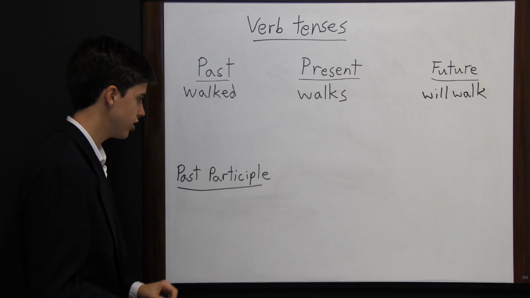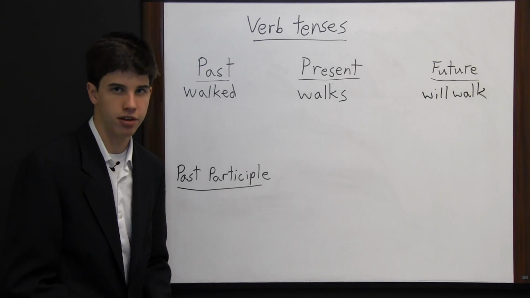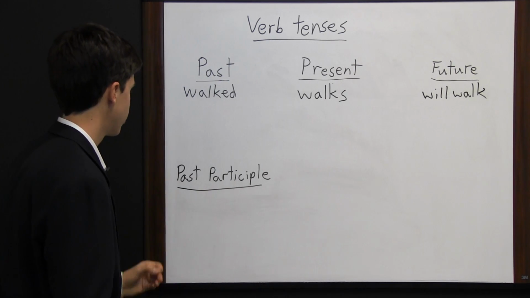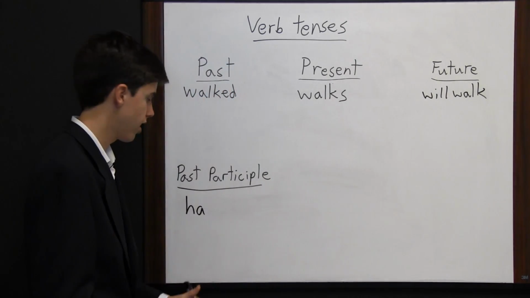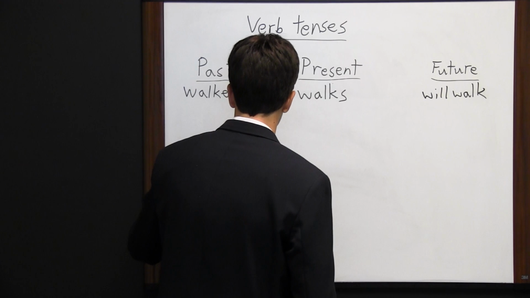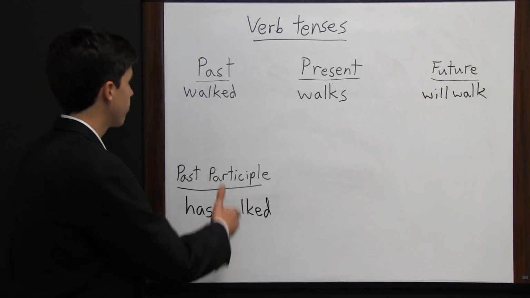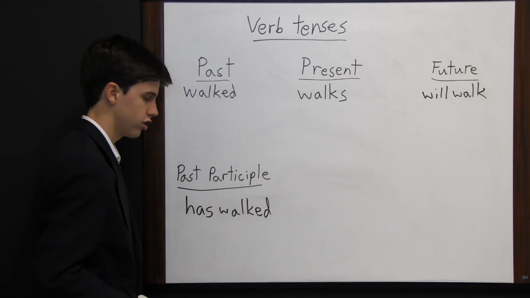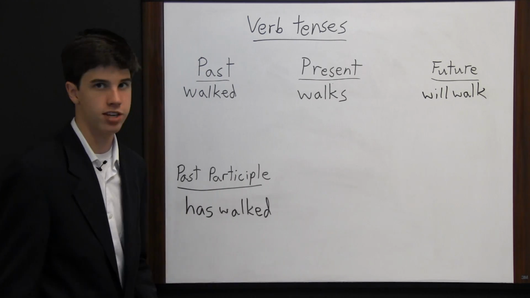Past participle is used to show that something happened in the past before something else happened. So it's going to be similar to the past tense, but just a little bit different. We're actually going to add what's called an auxiliary verb or a helping verb, which is the verb has. So we're going to say has walked. So up here we would just say he walked down the street. Now we're saying he has walked down the street. It's showing that that happened in the past before something else happened.